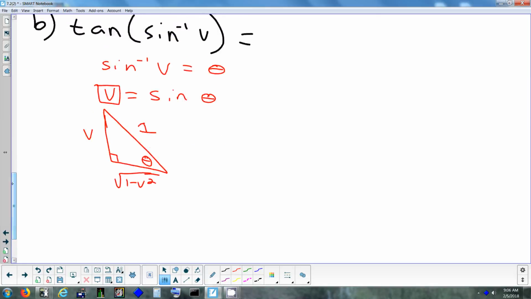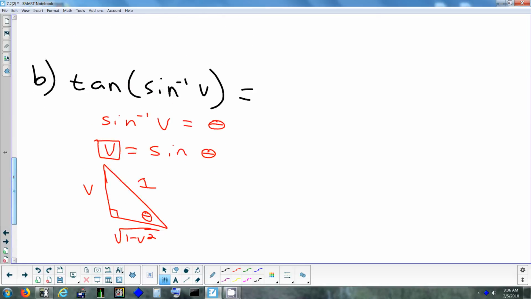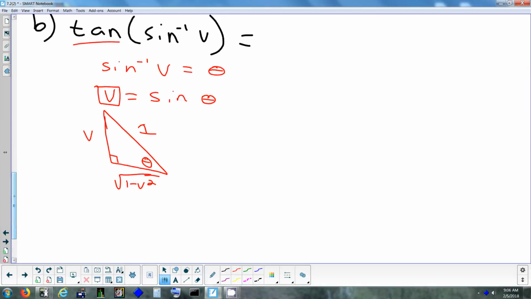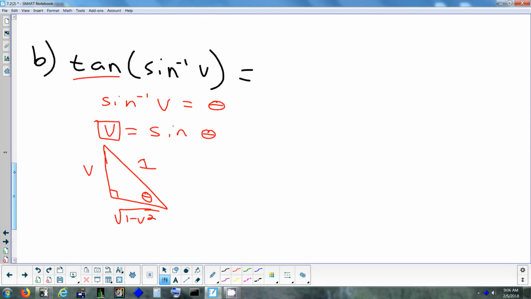Any questions on that? Now we have to go back up to the original problem. They want tangent. Leo, tangent involves which two sides? Opposite over adjacent. So that's equal to v divided by the square root of 1 minus v squared.